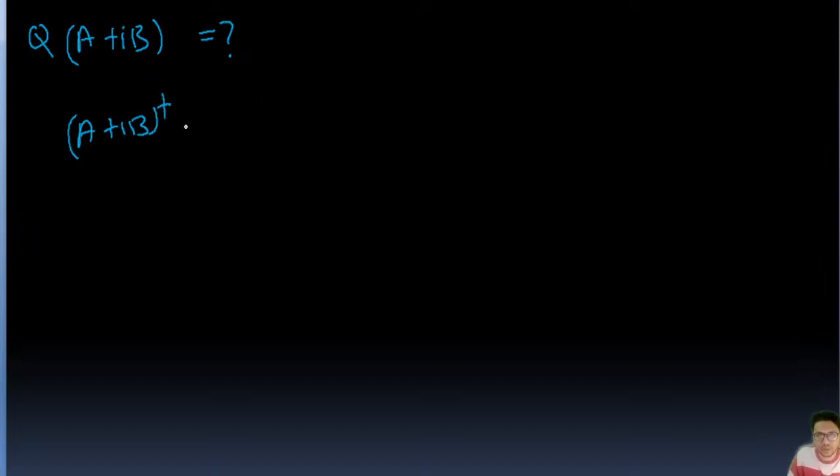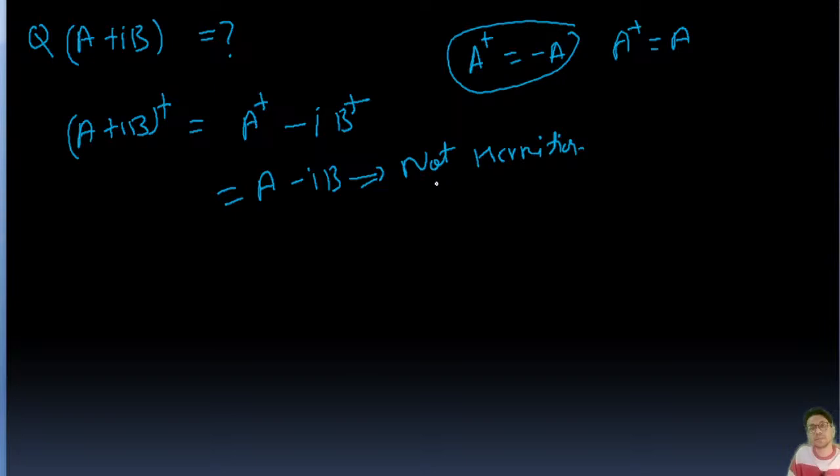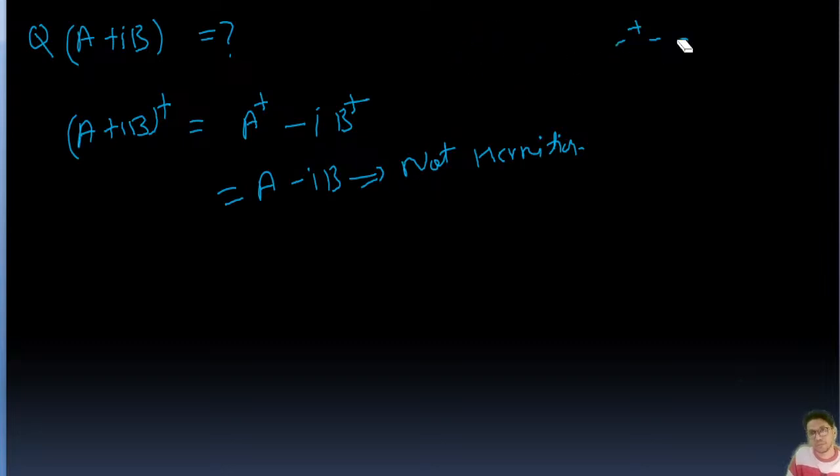Next we'll check A plus iota B, whether it is Hermitian or not Hermitian. We'll find out (A plus iota B) dagger. If this comes equal to A plus iota B, then it is Hermitian, else not Hermitian. So this is going to be A dagger minus iota B dagger, and A dagger equals A, so it is A minus iota B, which is not Hermitian. Understand this difference: this is not anti-Hermitian, this is not Hermitian. So there is a difference, right?